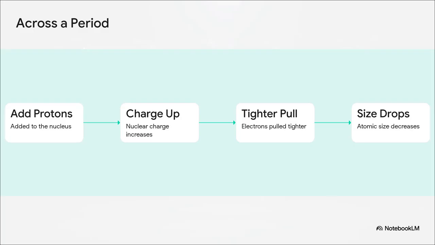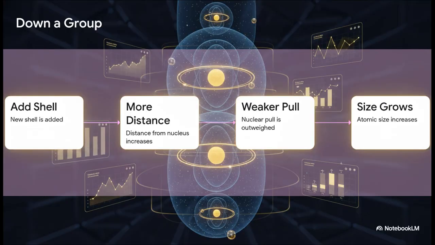Let's walk through the exact mechanics of what's happening when you travel left to right across a period. As you step from one element to the next, you aren't adding new shells. You're actually just adding more protons to the nucleus and more electrons to the exact same outer shell. Because the positive protons are increasing, that nuclear charge gets incredibly strong. It acts like a super powerful magnet, pulling those electrons tighter and tighter toward the center. As a result, the atomic size shrinks. And because the atom is holding onto its electrons so tightly, it becomes way harder to remove one, meaning ionization potential shoots straight up.